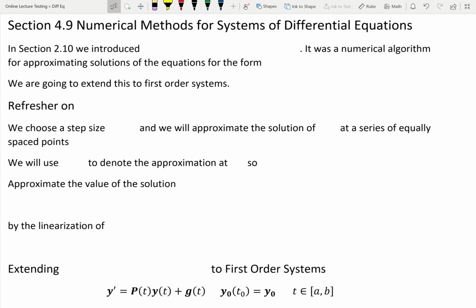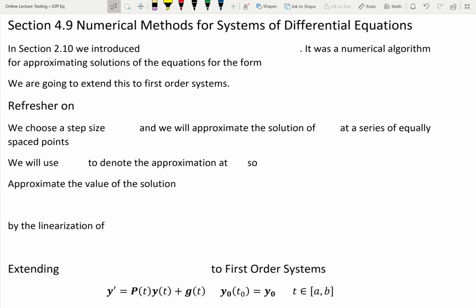We are not going to do the Runge-Kutta method. You can explore that on your own if you will. There are pretty cool things that come with that. But we are going to focus mostly on a type of numerical approximation method that we talked about in 210, which is Euler's method.